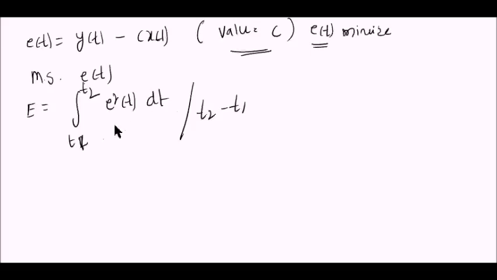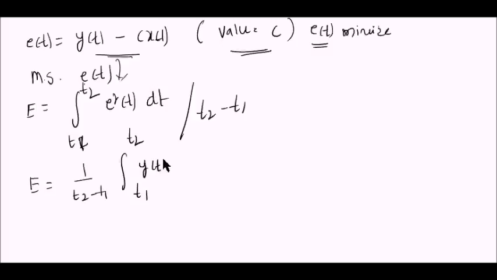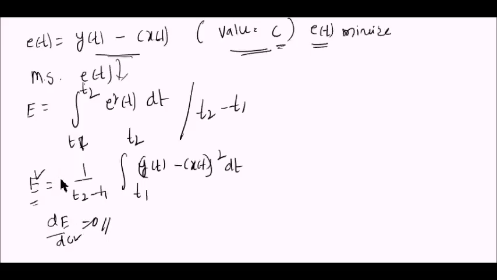This is the mean square value of e of t. Now we will substitute the value of e of t into this equation. So E equals 1 by t2 minus t1, integral t1 to t2 of (y of t minus c into x of t) whole square dt. To find the value of C which will minimize this error, we have to do dE by dC equal to 0. Then only we can find the value of C which will minimize E.